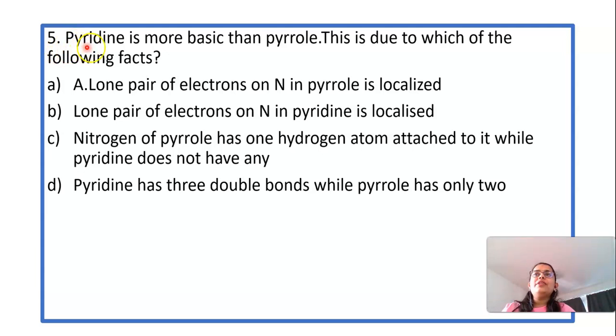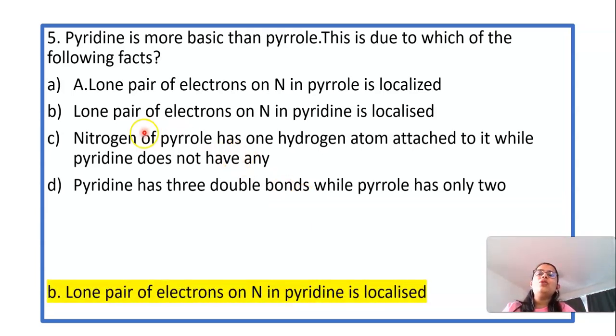Question number 5: pyridine is more basic than pyrrole. This is due to which of the following facts? The first option: the lone pair of electrons on nitrogen in pyrrole is localized. Second, the lone pair of electrons on nitrogen in pyridine is localized. Third, nitrogen of pyrrole has one hydrogen atom attached to it while pyridine does not have any. Fourth, pyridine has 3 double bonds while pyrrole has only 2. The correct option is B, the lone pair of electrons on nitrogen in pyridine is localized. Localized means resonance is not involved.